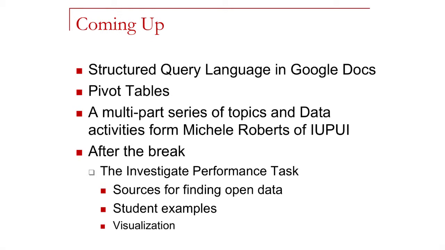We'll give you a few things to work on, but when we come back, we will show you what we discussed live in our professional development at the University of Alabama with our Alabama teachers, and we'll talk about the investigative performance task. And in that context, we'll share with you some sources for where students can find data. We'll give you some examples of past student work so you can see what kind of questions and data sources students were using in other past performance tasks. And we'll also discuss the topic of visualization.